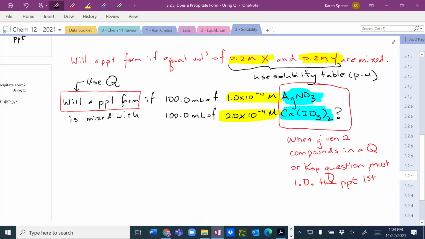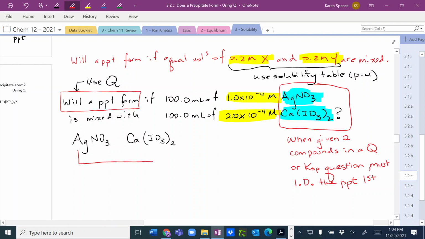So if we look at our two compounds, we will be combining our outside ions and we will be combining our inside ions. Are either of those two soluble and therefore not the precipitates? Calcium nitrate is soluble because we know that nitrate is soluble with everything.